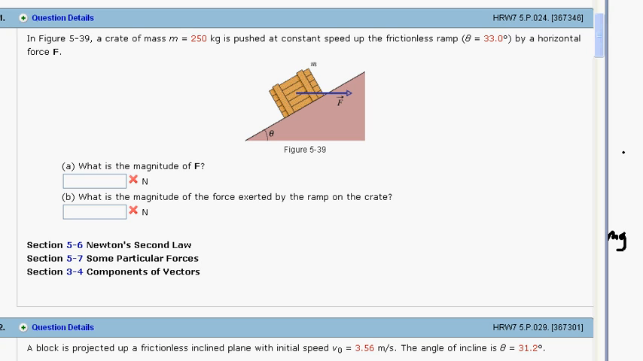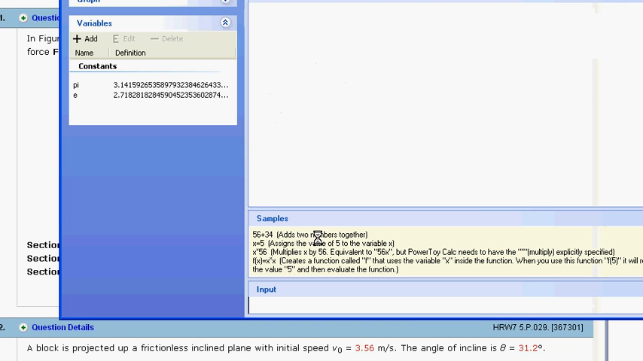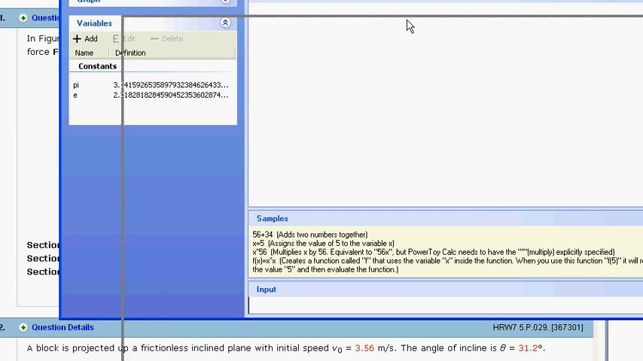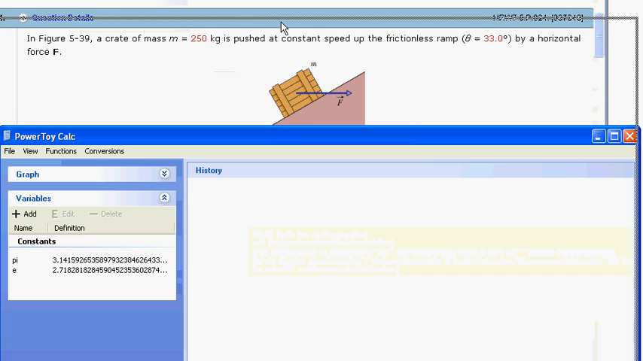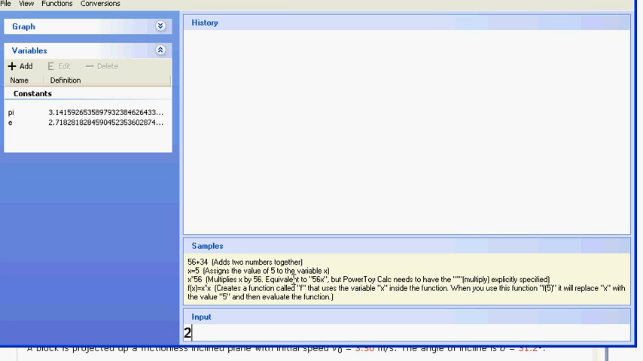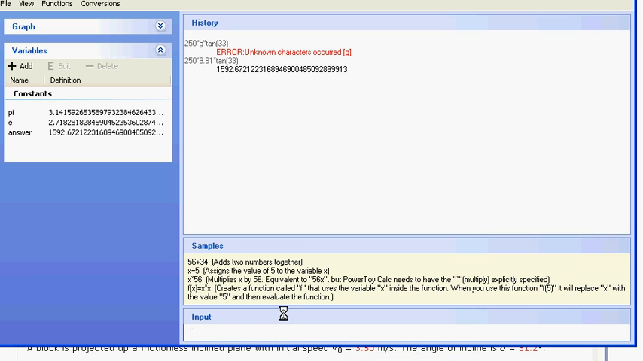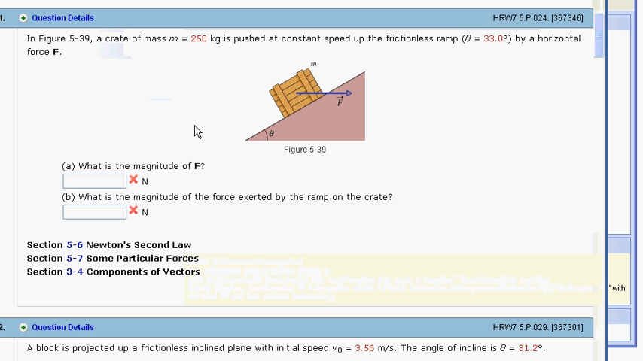So let me pull out my calculator here. mg tan theta, our m is 250, times g times tangent of 33. Oh, of course, this calculator doesn't know g, so I'll just use 9.81. And there's 1592.6, so I'll call it 1593 newtons. Perfect.